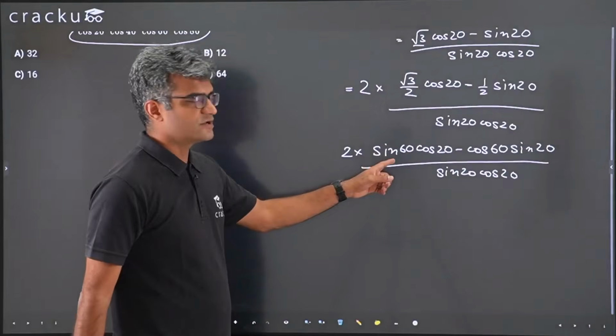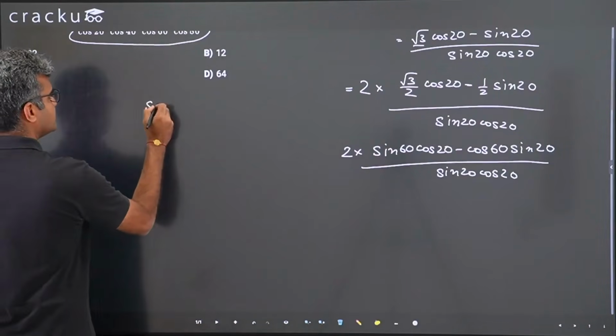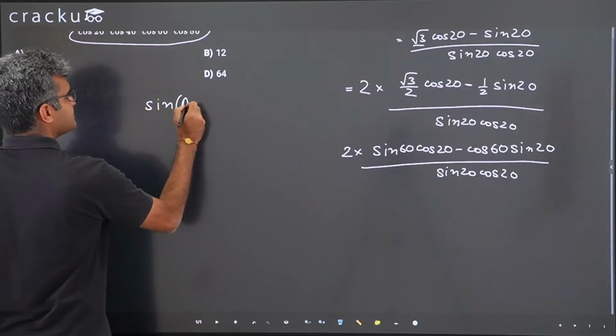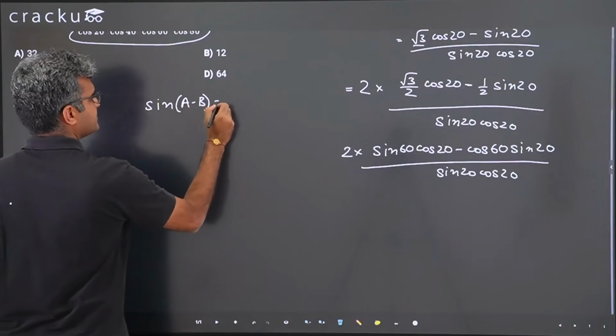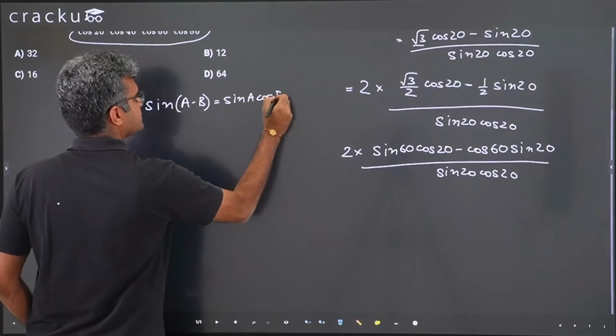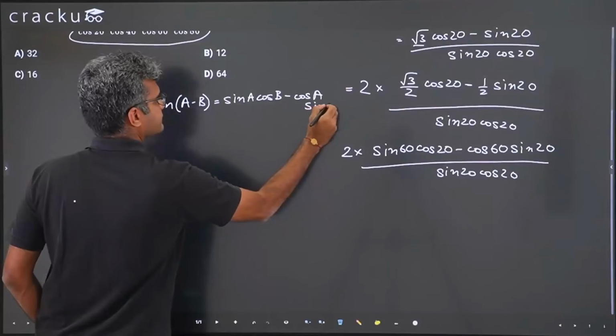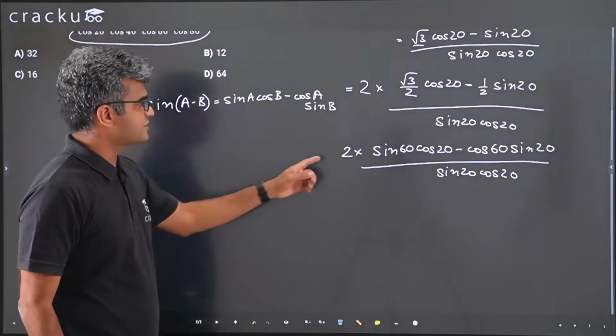Now what is this looking like? This is sine of 60 minus 20. Why is that the case? Because we know the formula for sine of A minus B. Sine of A minus B is sine A cos B minus cos A sin B.